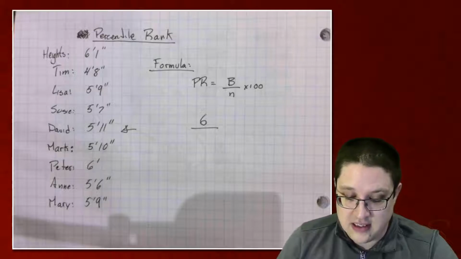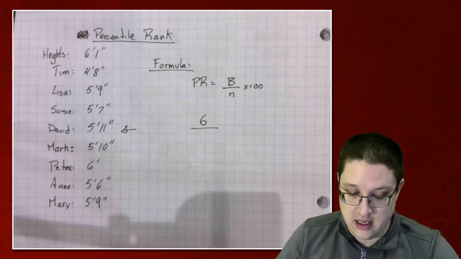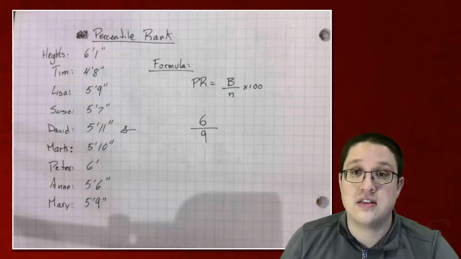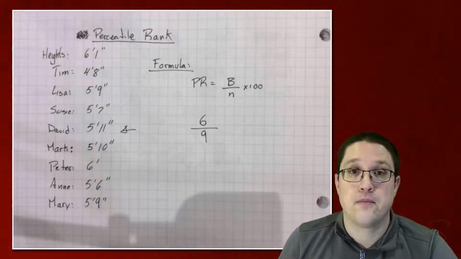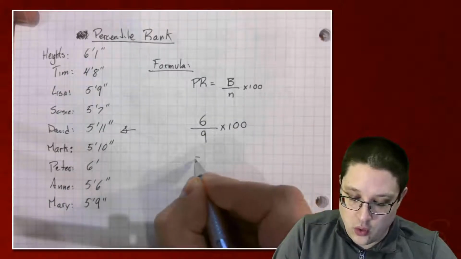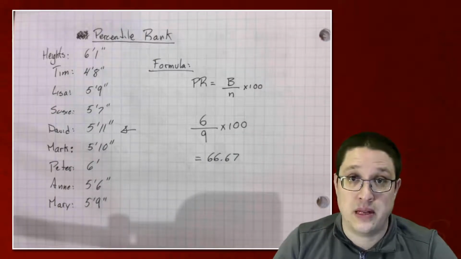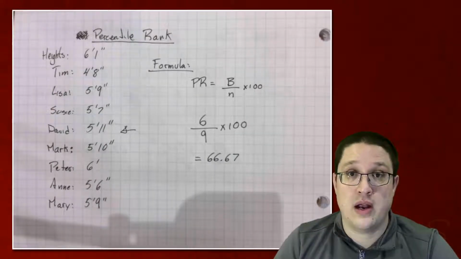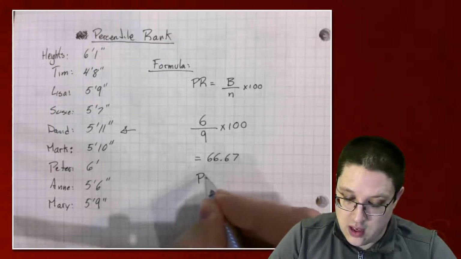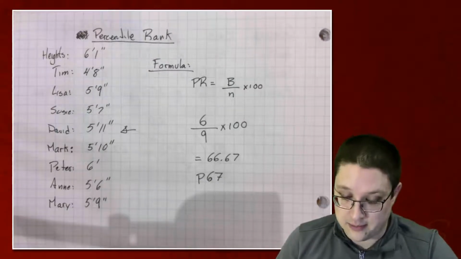Now, how many scores are there in total? 1, 2, 3, 4, 5, 6, 7, 8, 9. There are 9 scores in total here, so I have 6 divided by 9. 6 divided by 9 times 100 works out to 66.67, or 66.6 repeating. However, percentile rank needs to be to the nearest whole number. So this is going to work out to P67. That's how we write percentile rank.